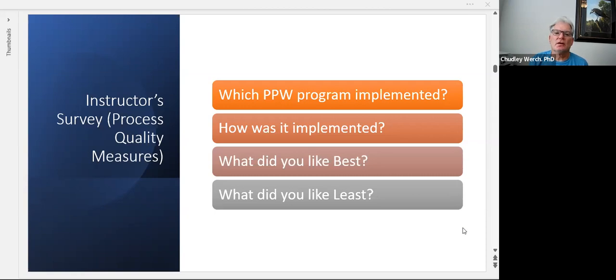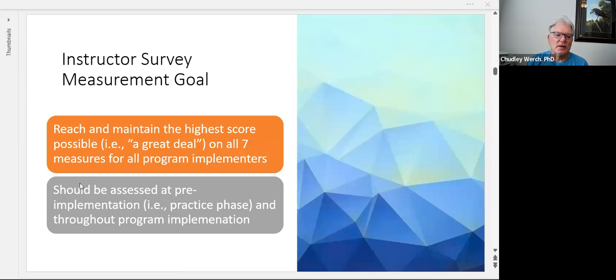So if you collect this, and by the way, this should be collected at the end of every lesson, here's what you're going to be able to learn. In terms of what you're looking for in your data, you want to be able to reach and to maintain the highest score on those first 7 items. In other words, you want to score yourself a great deal. This, by the way, is self-implemented, so you're scoring yourself. Although if you have a manager or supervisor, they can observe you and score you and provide you that kind of external feedback. But otherwise, you score yourself on these 7 items, and you want to be at the highest level possible across your implementation.